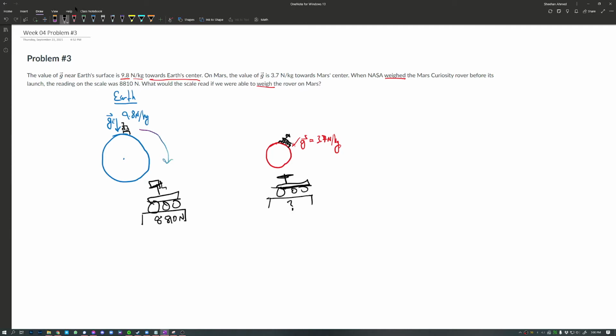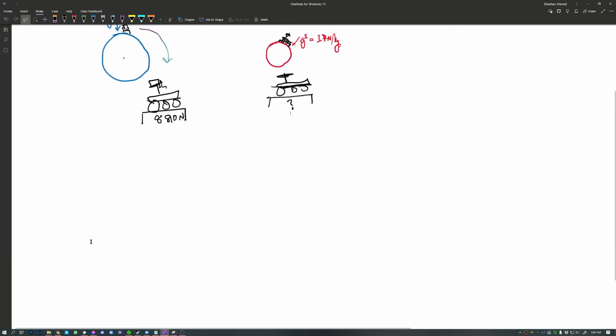What would the reading be over here? Okay, that's our sketch. What would the scale read if we were able to weigh the rover on Mars? Well, let's think about how we need to approach this. Well, this is clearly reading stuff in newtons. There's newtons per kilogram. A force diagram seems like the way to go.